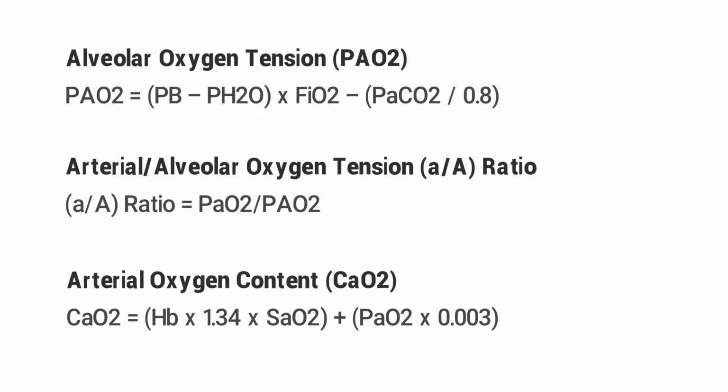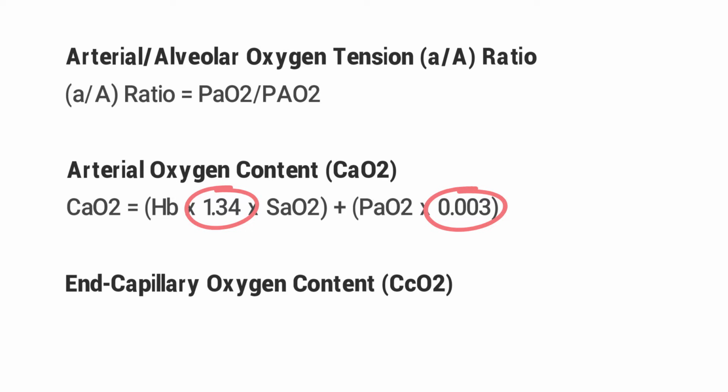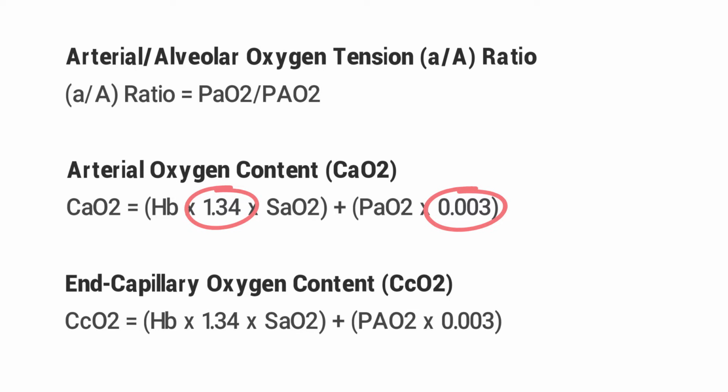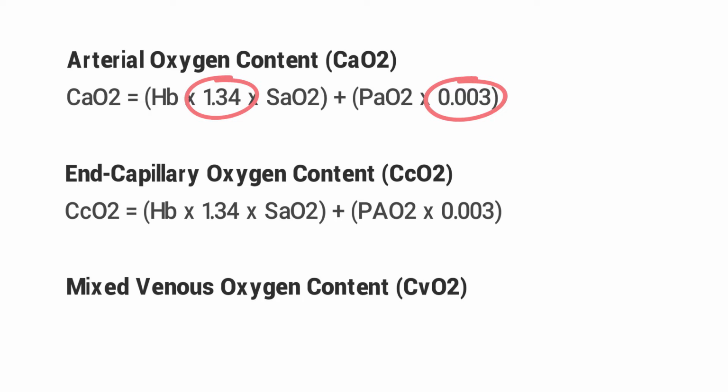And just so you know, in these content equations, the 1.34 and the 0.003 values are not given in the formula. So these are values that you have to memorize. So moving right along, next we have the end capillary oxygen content, or CcO2. It is equal to the hemoglobin times 1.34 times the oxygen saturation. Then you add that to the alveolar partial pressure of oxygen times 0.003. Mixed venous oxygen content, or CvO2.